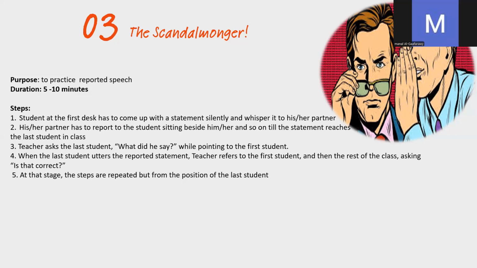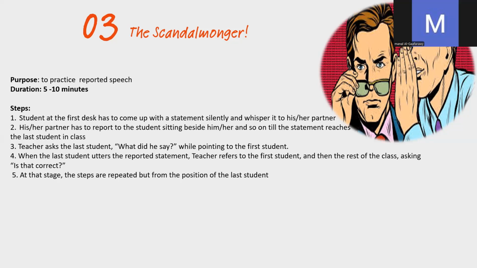So for practicing the scandalmonger game, you need to tell the student at the first desk to come up with a statement silently. He or she doesn't have to speak it up, but has to make that statement silently and then whisper it to his or her partner. The partner has to report the statement to the student sitting next to him or her, and so on, till the statement reaches the last student in the class.